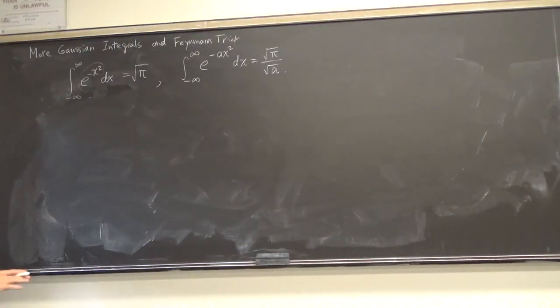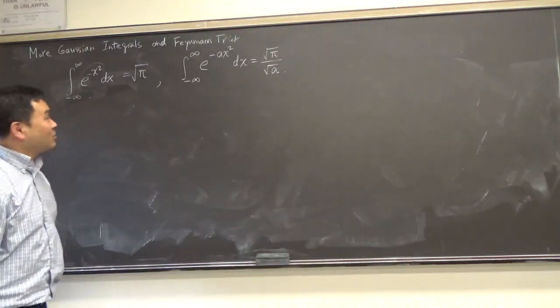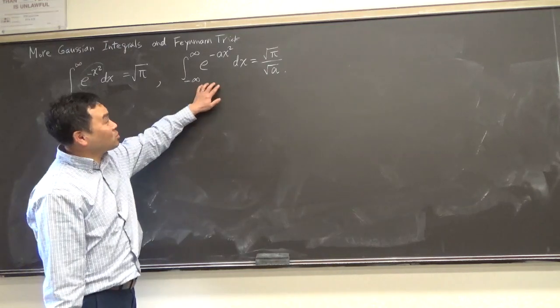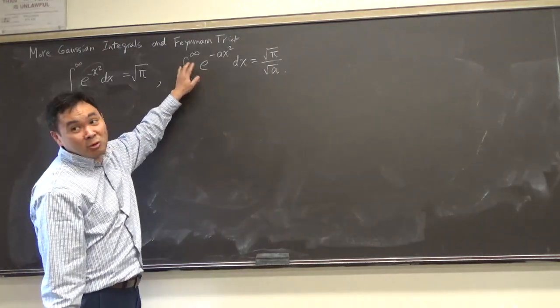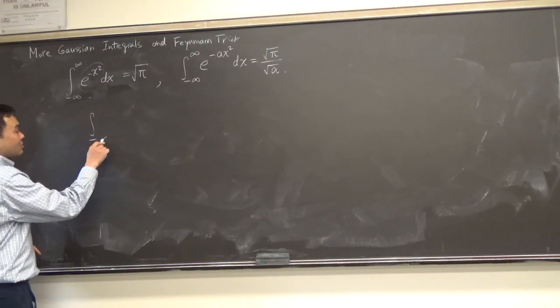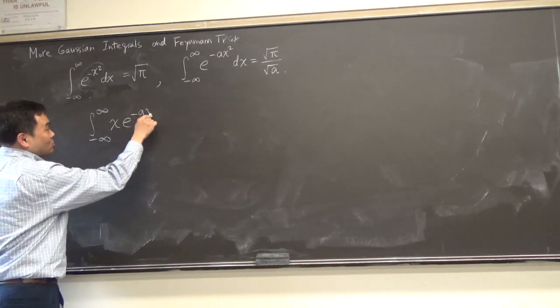Now, I want to show you some cool tricks that physicists like to use, because when they do field theory or some really hard physics questions, they have to compute integrals like this, but with some polynomial in front. Okay, so let me first ask, what is the integral from negative infinity to infinity of x times e to the negative ax squared?